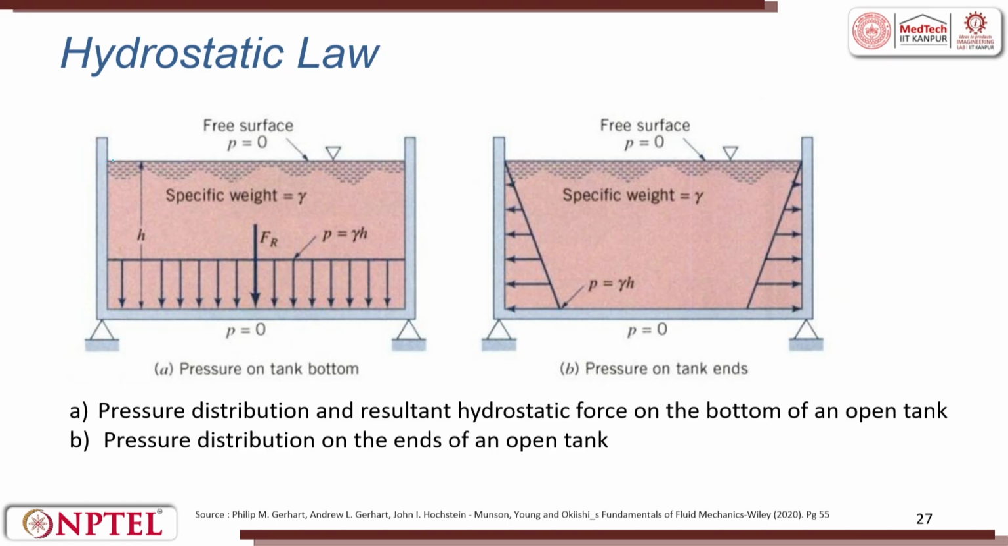So the hydrostatic law you can see here represents the pressure on a tank bottom. At the top, P equals 0, and the specific weight is gamma. H is the height. So the force getting applied is P equal to gamma H. At the tank end, on the other side, you will see that the pressure P is nothing but gamma H, which is acting this way towards the walls.